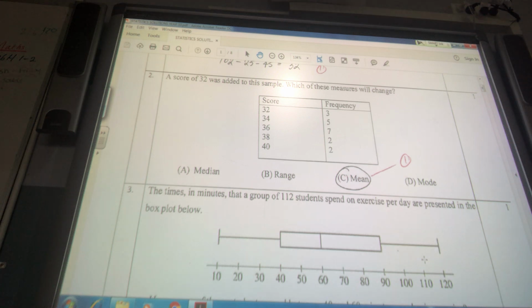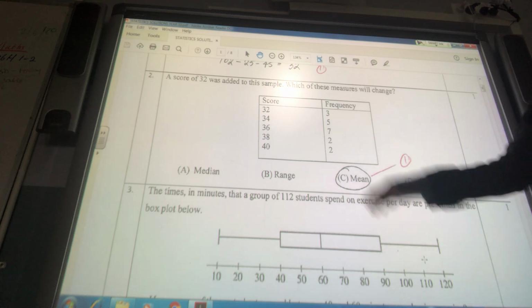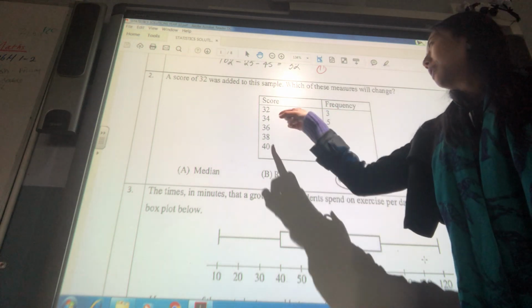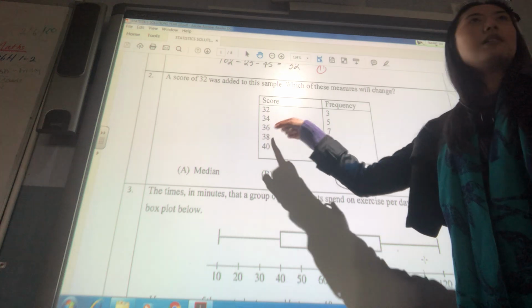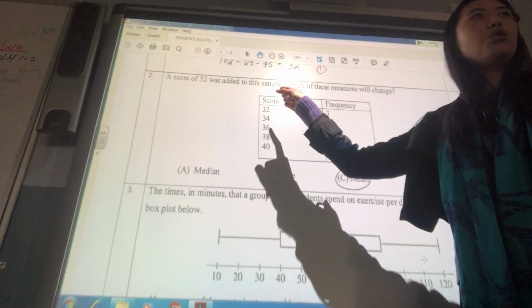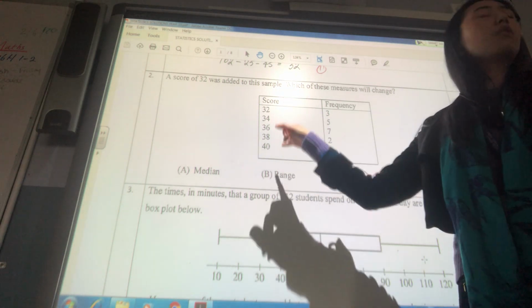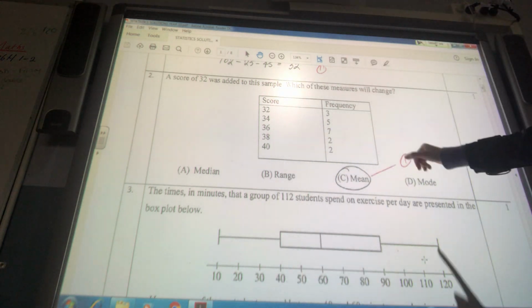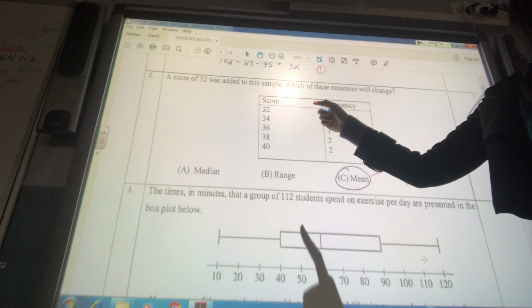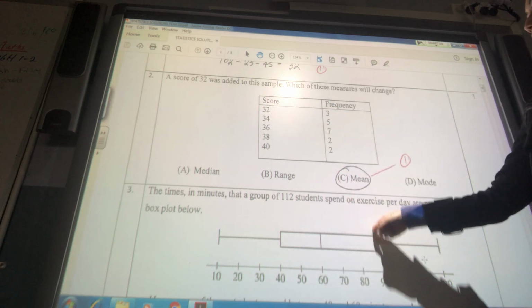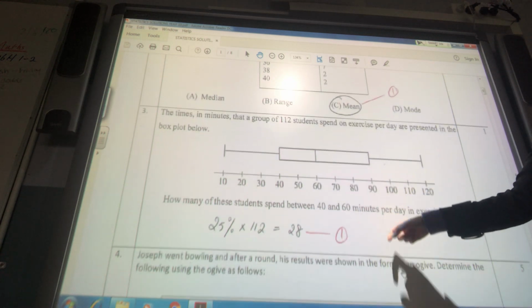Second one should be mean. That's because for the median, it's somewhere in 36, I think. So if you add 32 to it, it's not going to affect it at all. And with range, it's still going to be from 32 to 40. With mode, it is still 36, right? So the only thing that changes is mean.